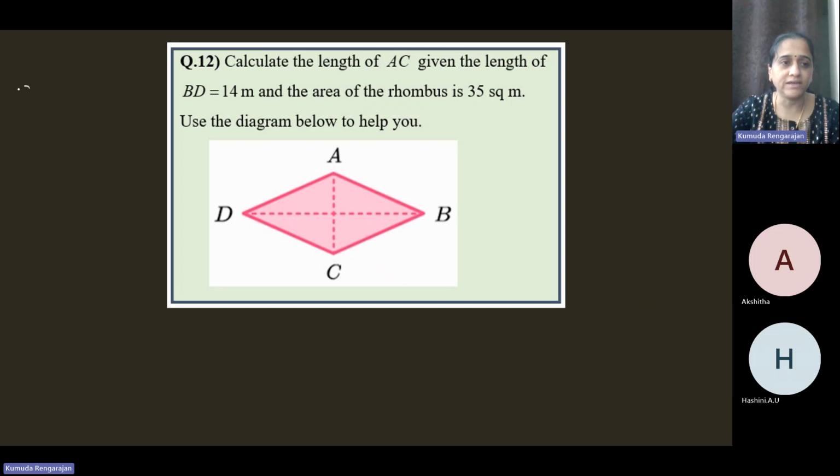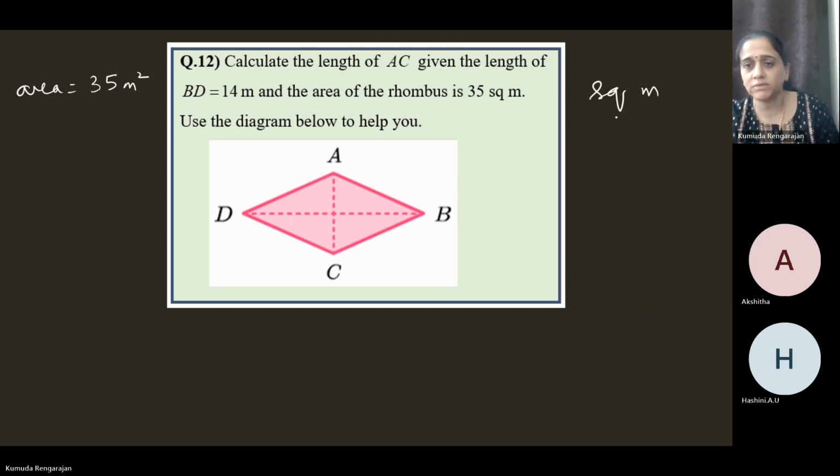So how do you start? Area is equal to 35 meters square. SQM means square meters. That means meter square.